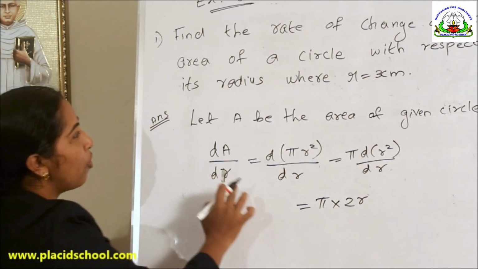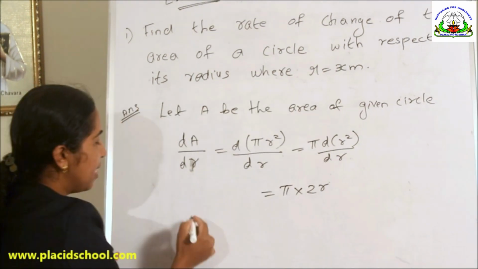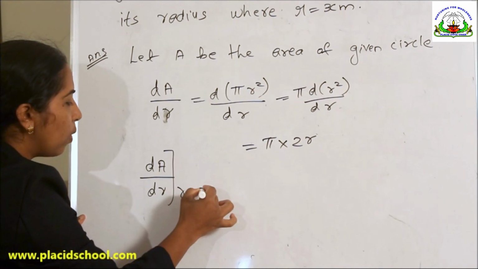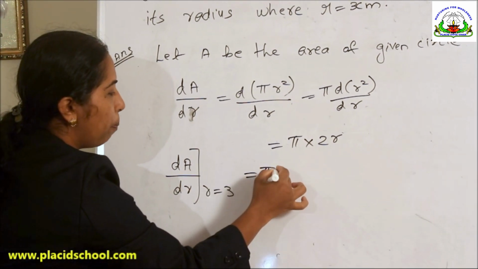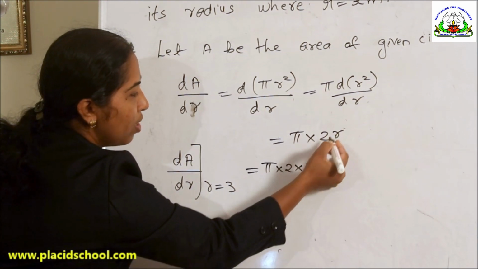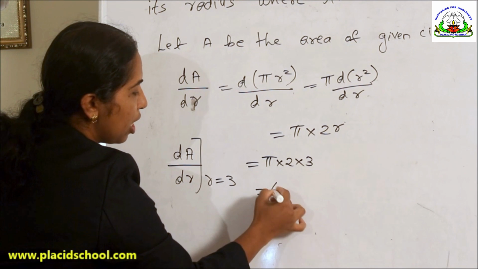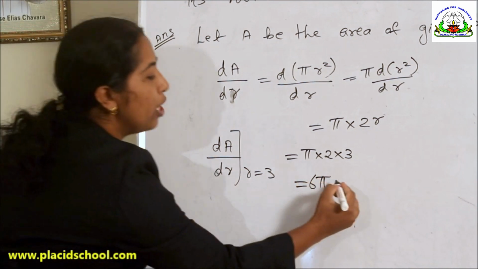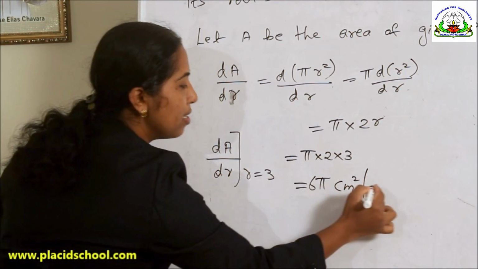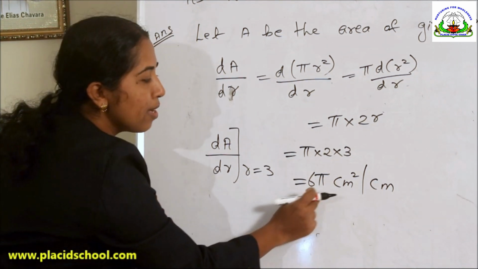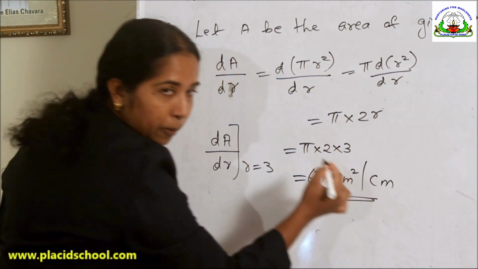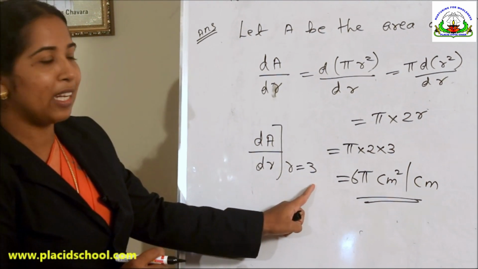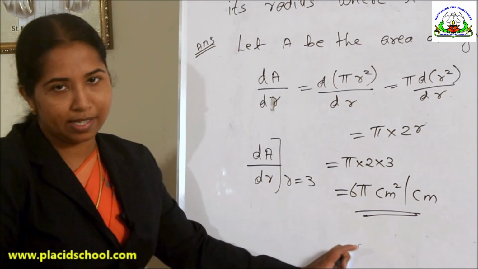Now, the question is to find the rate of change of area when radius is 3 centimeter. That means you have to compute dA by dr when r equal to 3 centimeter. So, this is equal to pi into 2 into 3. In the place of this r, you have to substitute 3. So, this is equal to 6 pi. Unit for area, centimeter square. Unit for radius, centimeter. So the final answer will be 6 pi centimeter square per centimeter. So rate of change of area of the circle with respect to radius r when radius is 3 centimeters is 6 pi centimeter square per centimeter.